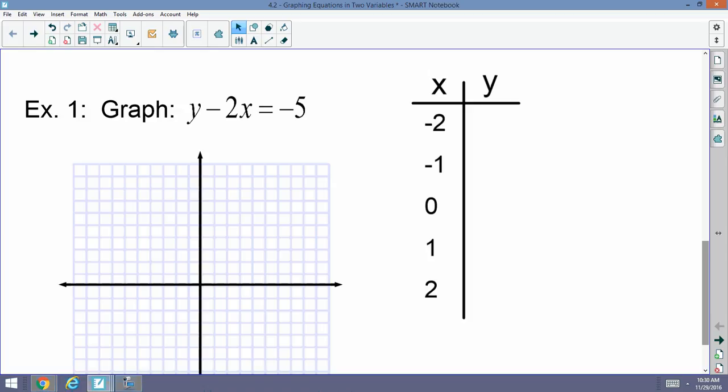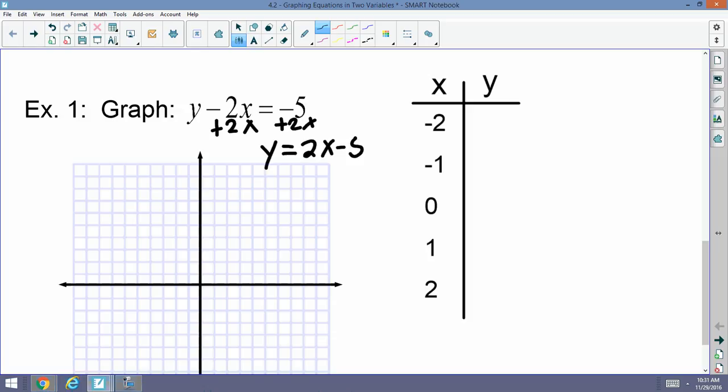Exactly. I isolate the variable. How do I isolate that y? There is a negative 2x. How do I get rid of that? To both sides. Excellent job, guys. So you're going to add 2x to both sides, and you're now going to have y equals 2x minus 5. Now I have it in y equals form, so I can use my table method.